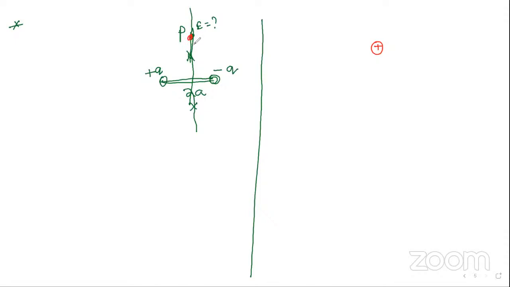So this is the point where we're interested to find out the field. This is plus Q charge. The plus Q charge, the field at point P will be away; the direction, the arrow mark, will be away. This will be the electric field due to plus Q charge. What about minus Q charge? Minus Q charge, the field lines will be towards the minus Q charge. So this will be the electric field vector E minus Q.